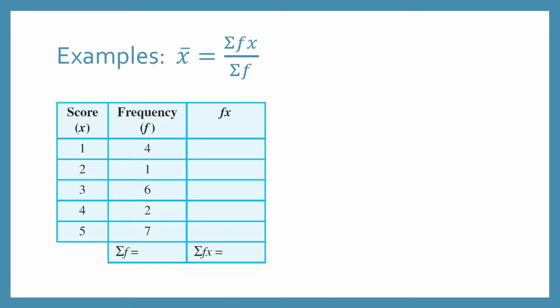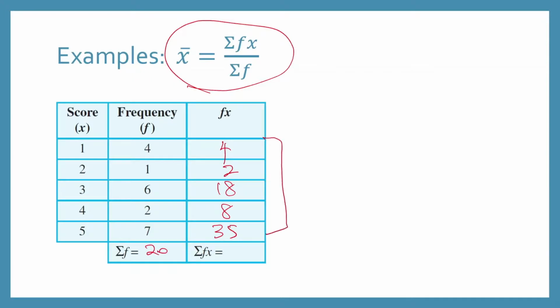Let's do some examples now. I've got the formula right here in case you forget. First thing we've got to do is find fx. So 1 times 4 is 4, 2 times 1 is 2, 18, 8, and 5 times 7 is 35. Total frequency, if I do 4 plus 1 plus 6 plus 2 plus 7, it's going to be 20. If I add all these up, it's going to be 67.